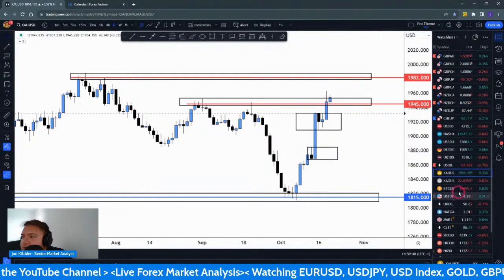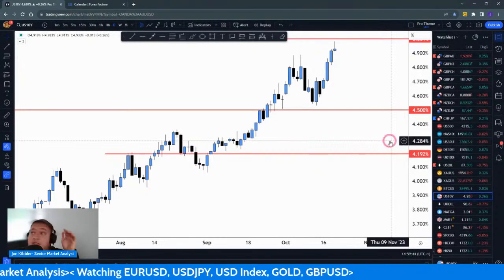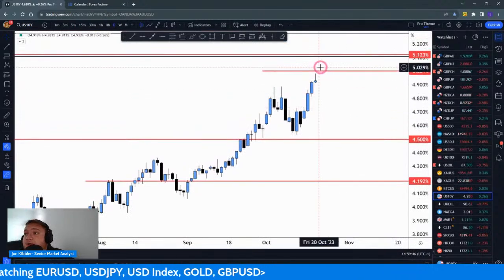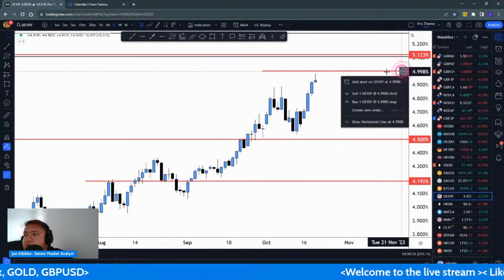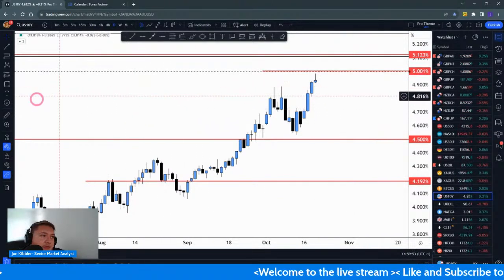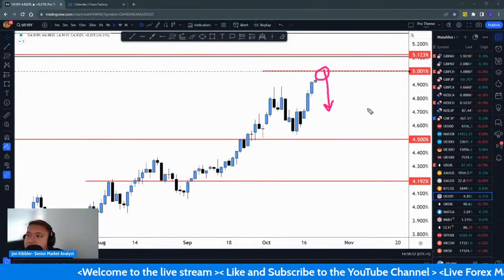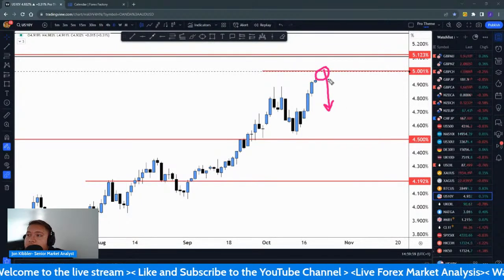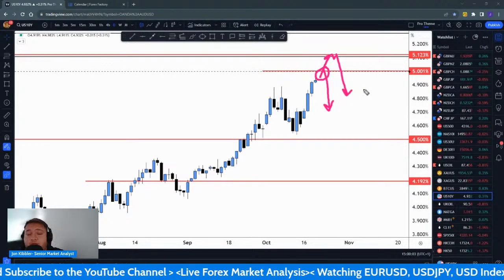Other markets. Let's have a quick look at the 10-year, because we're getting ever so close to that 5% mark. I'm actually going to put an alert at 5% because I think we will get a bit of a reaction there. If we do see price hit 5%, I think we'll see a bit of a pullback. So watching this one quite closely. We might even get a move up to 5.1 before it starts to move back.